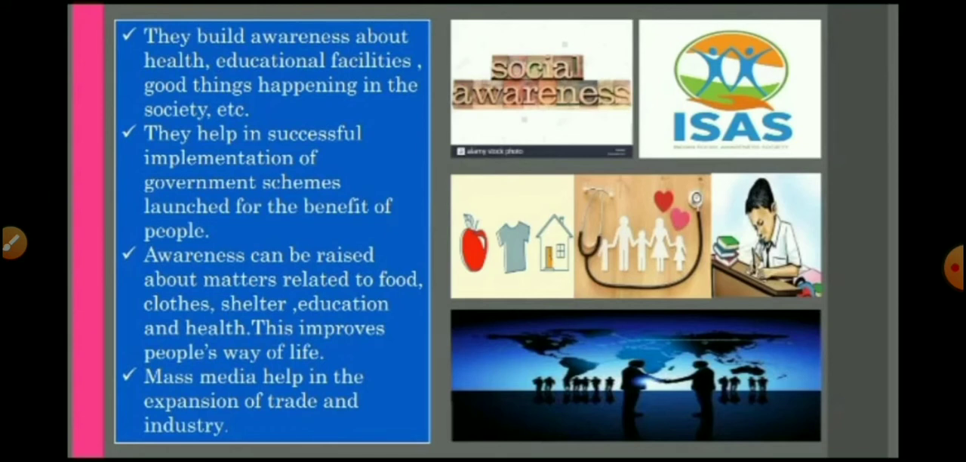Awareness can be raised about matters related to food, clothes, shelter, education, and health. This improves people's way of life. Mass media help in the expansion of trade and industry.